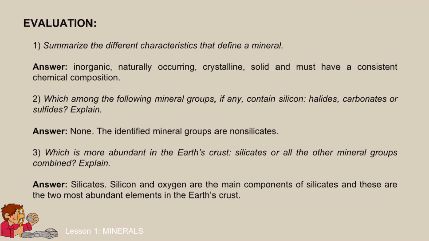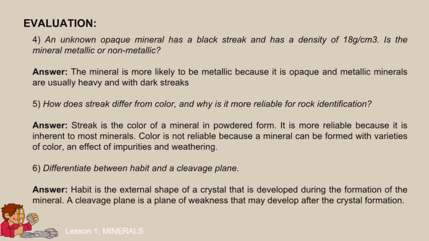Fourth, an unknown opaque mineral has a black streak and has a density of 18 grams per cc. Is the mineral metallic or non-metallic? Answer: the mineral is more likely to be metallic because it is opaque, and metallic minerals are usually heavy and with dark streaks. How does streak differ from color, and why is it more reliable for rock identification? Answer: streak is the color of a mineral in powdered form. It is more reliable because it is inherent to most minerals. Color is not reliable because a mineral can be formed in varieties of color, an effect of impurities and weathering.